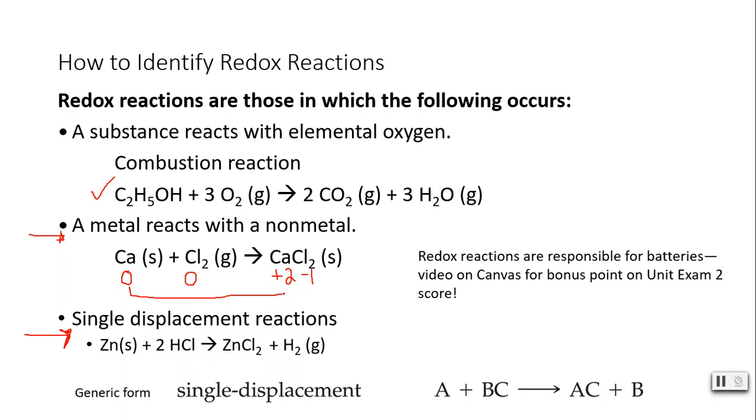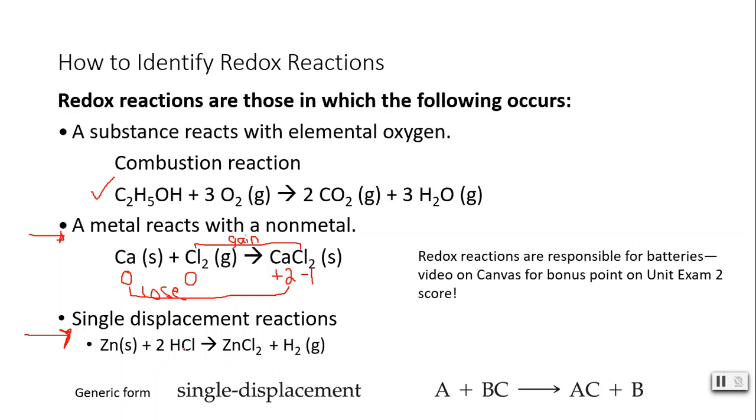So when comparing the charges of each species, calcium went from a 0 to a +2. And remember, electrons are negative. So to become more positive, calcium had to lose electrons. And chlorine, to become more negative, had to gain electrons. So in that metal with a non-metal example, calcium is oxidized, chlorine is reduced. Let's do the next one.